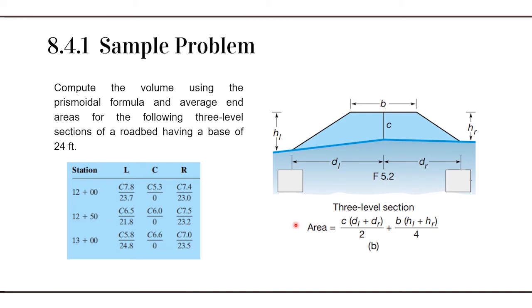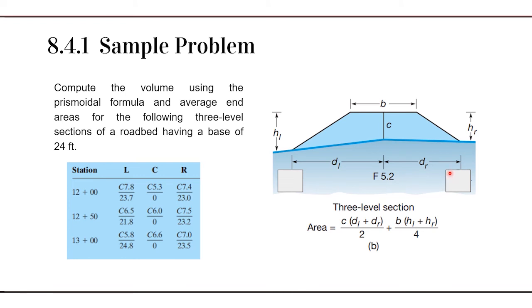So we imagine that each station has this figure or this diagram. L here stands for left, C stands for center, and R is for right. So in the diagram, this is the left portion and this is the right portion. L is height left over distance left, and C is the center over 0 because it doesn't have a distance. R is height right over distance right.